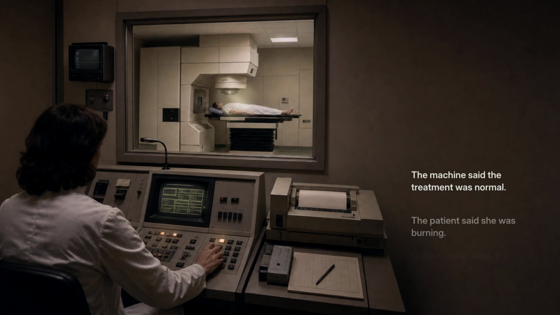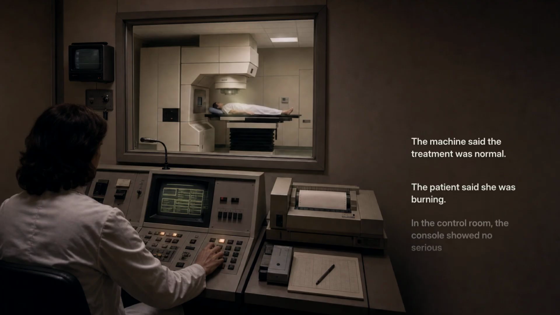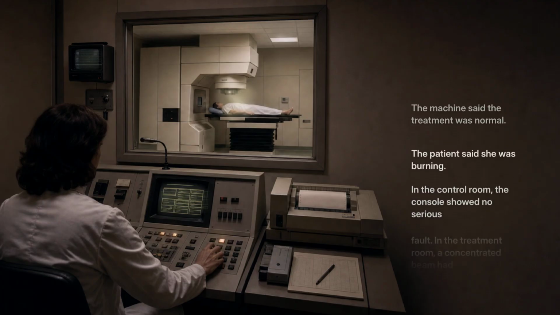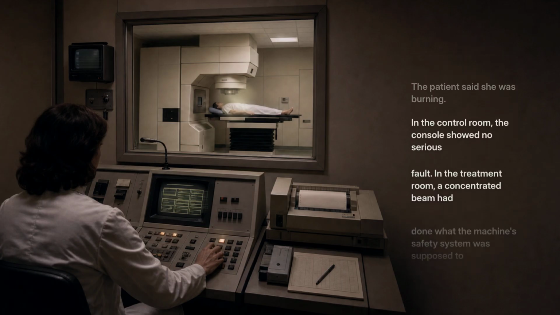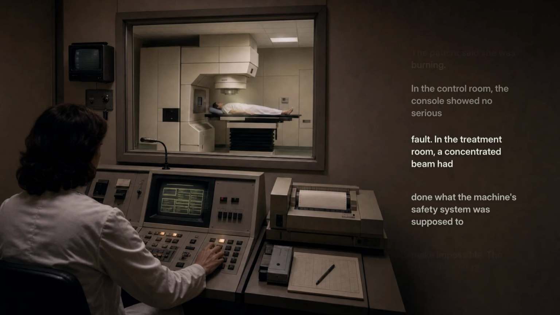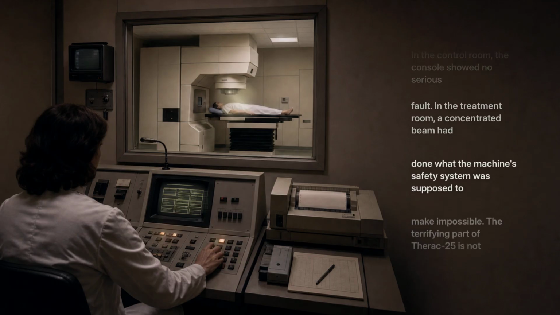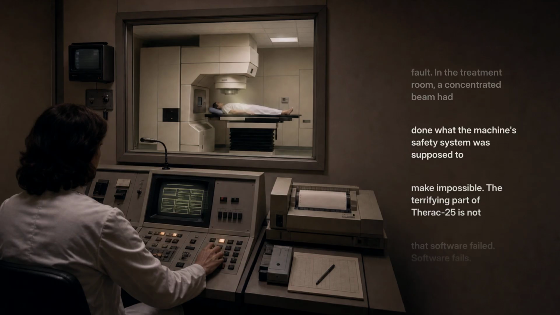The machine said the treatment was normal. The patient said she was burning. In the control room, the console showed no serious fault. In the treatment room, a concentrated beam had done what the machine's safety system was supposed to make impossible.